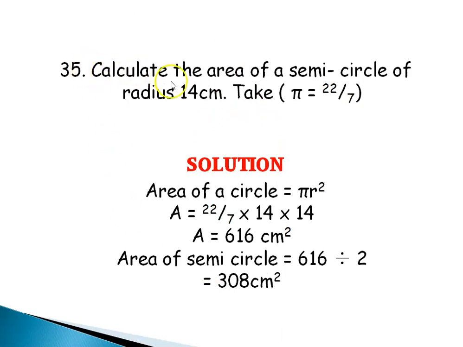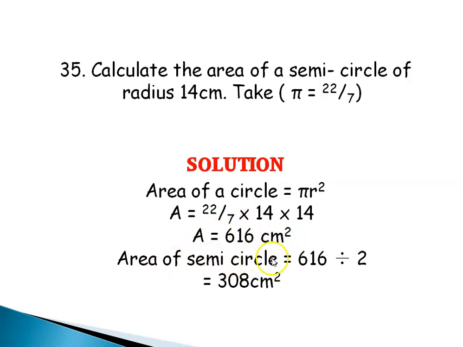Question 35. Calculate the area of a semicircle of radius 14 centimeter. Take pi to be 22/7. Now, the semicircle is just half of a circle. So calculate the area of the circle and then divide it by 2. Area of a circle is pi r square. Pi is 22/7 times the radius is 14 times 14. So 7 here 1, 7 here 2. 22 times 2 times 14 will give us 616 centimeters square. So that is the area of the circle.